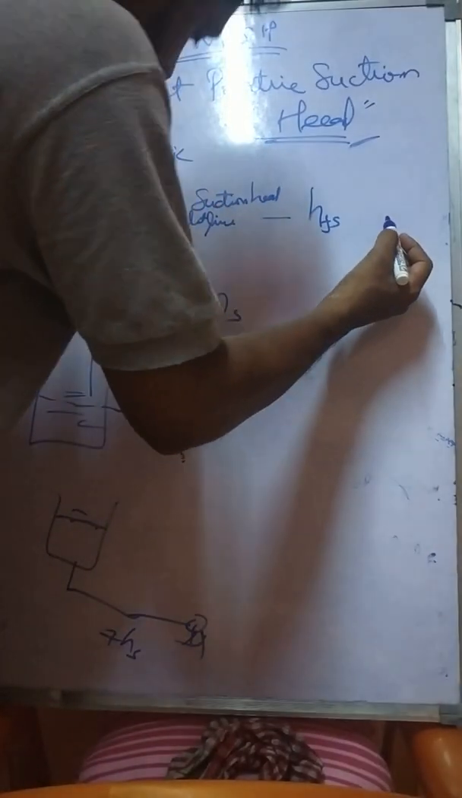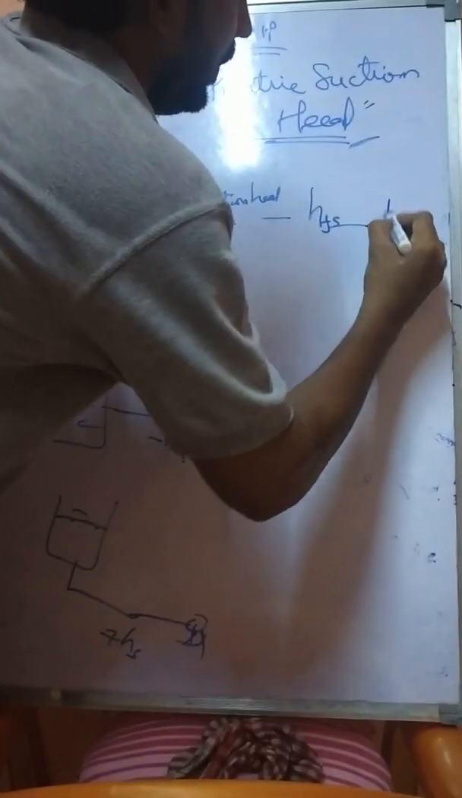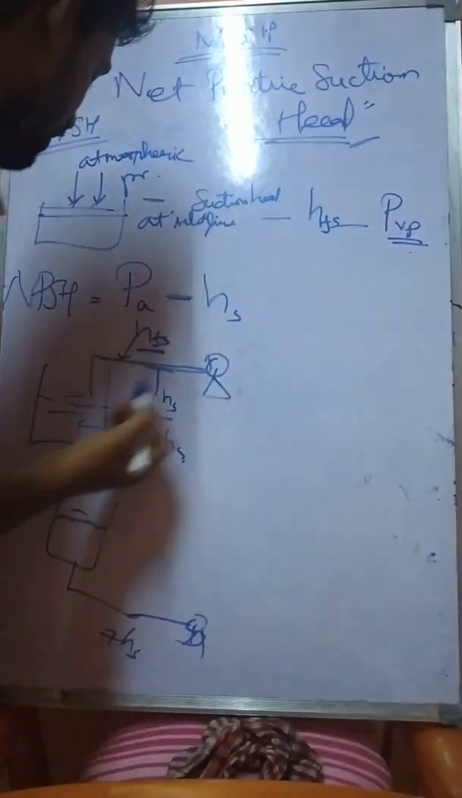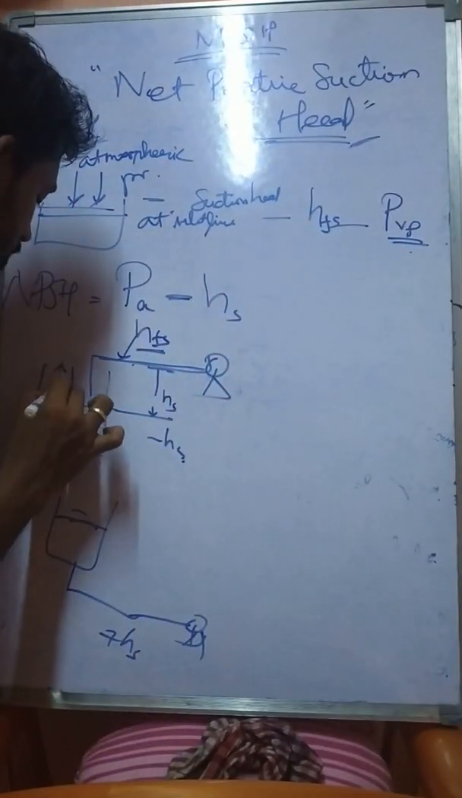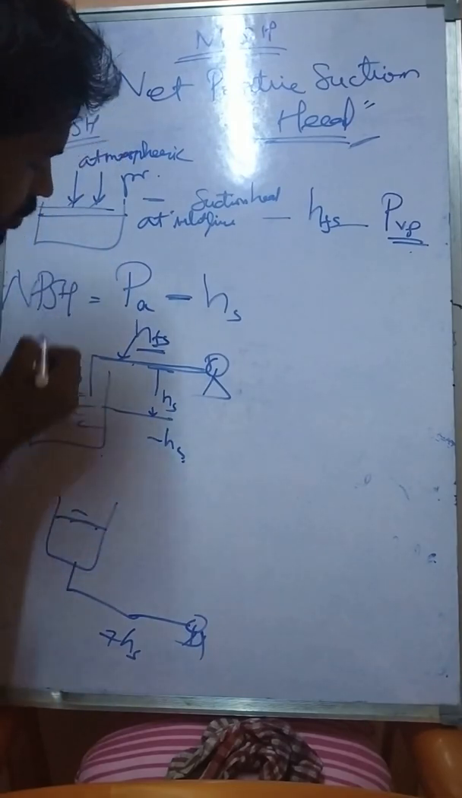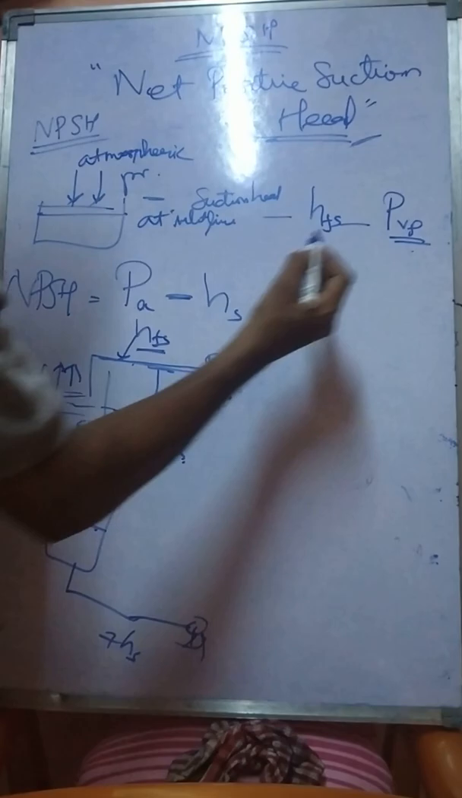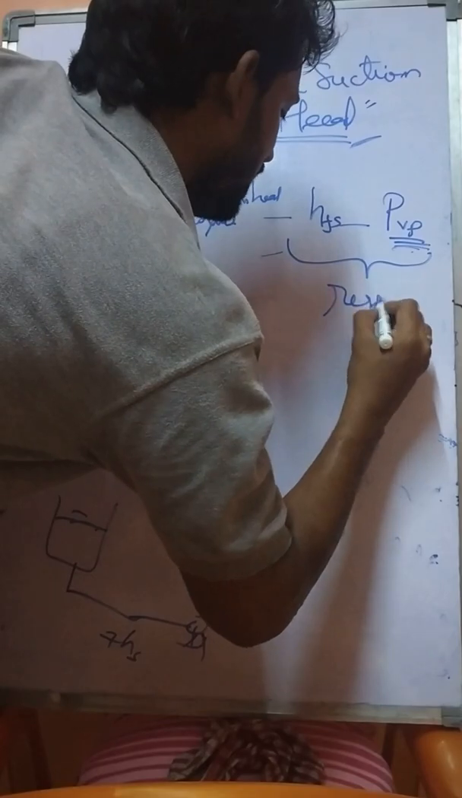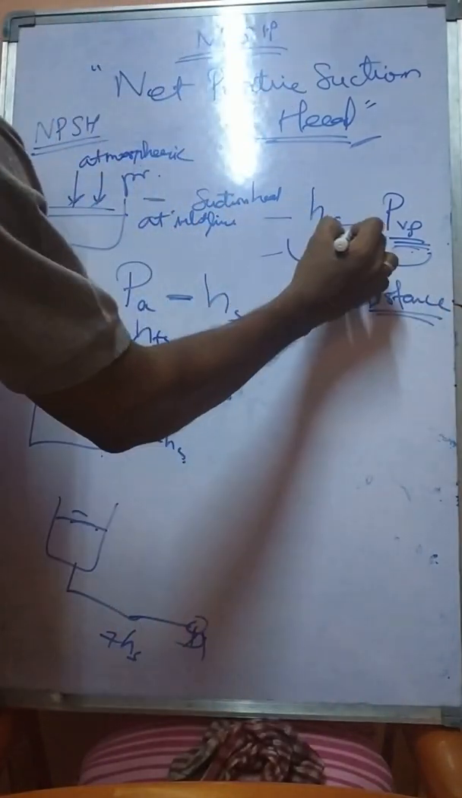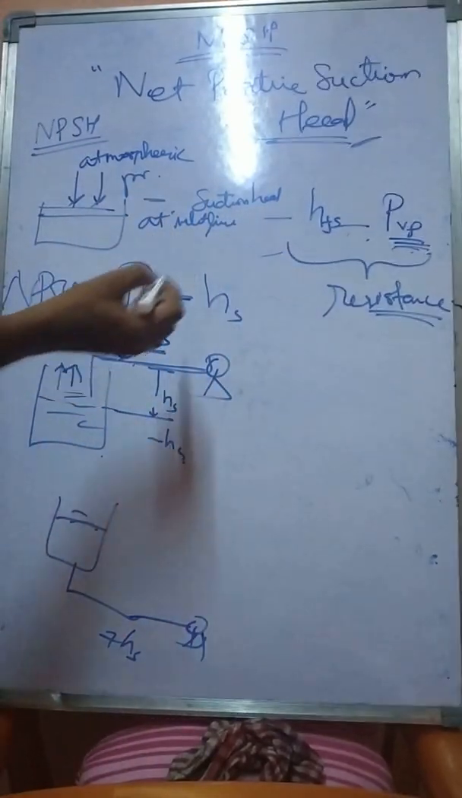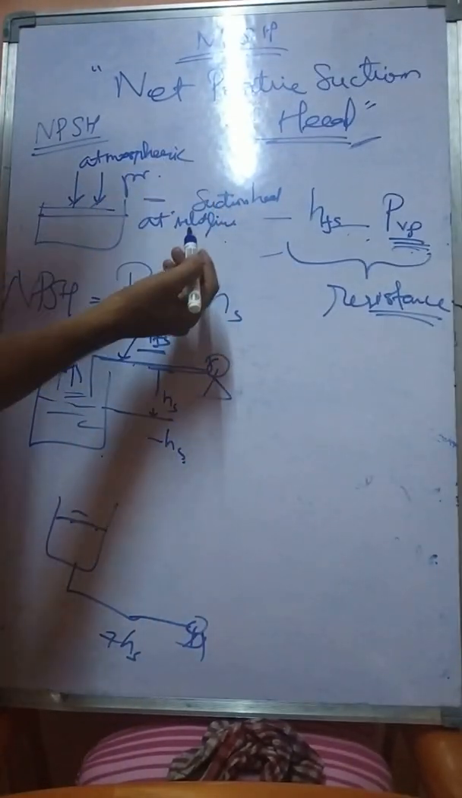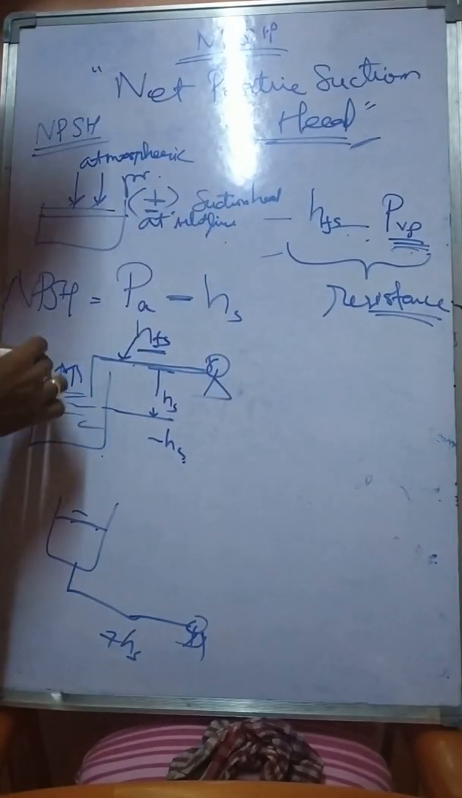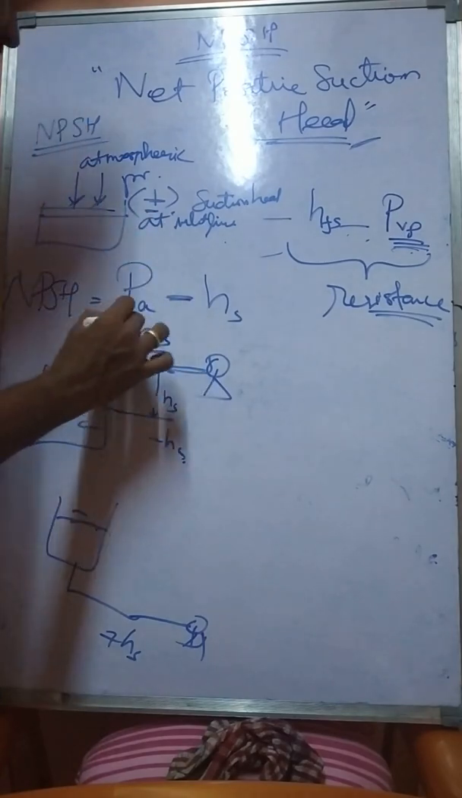And the final thing is PVP, the new thing, vapor pressure. Vapor pressure will always be going upwards because it is acting opposite to the suction side, so it will always be negative. So these are the resistances, that's why we are taking it as the negative side. But the suction head could either be positive or negative, so we take both signs. The atmospheric pressure will always be positive only. So we mentioned PA on the positive side.